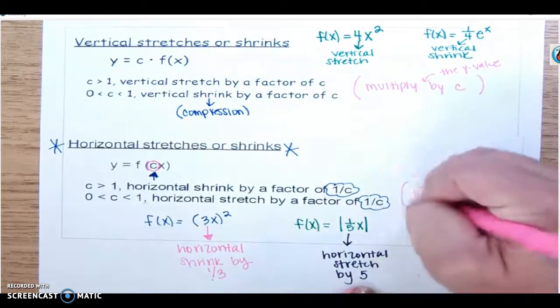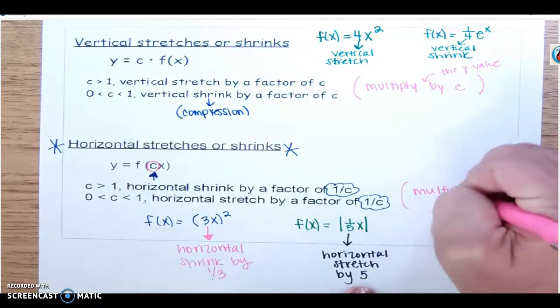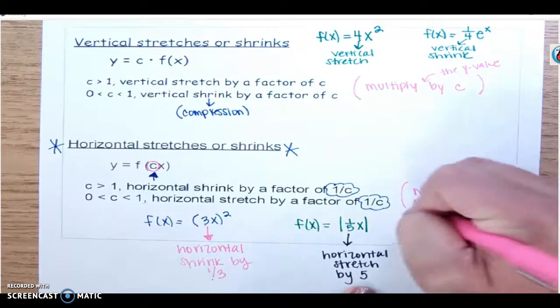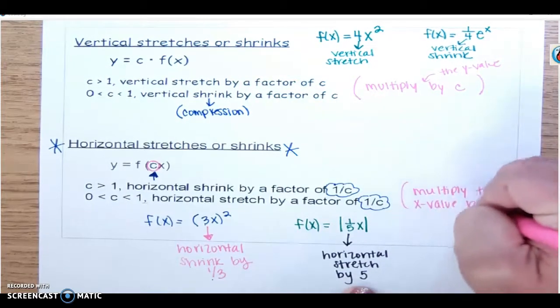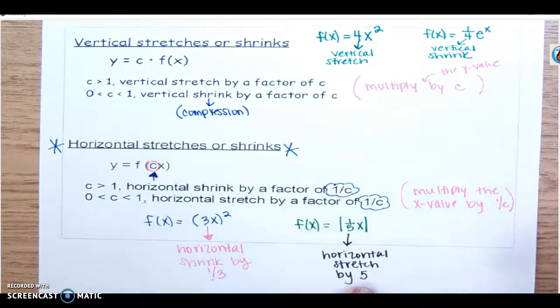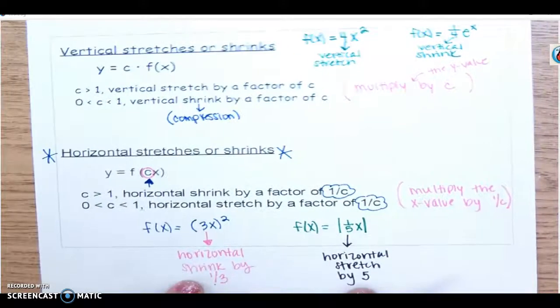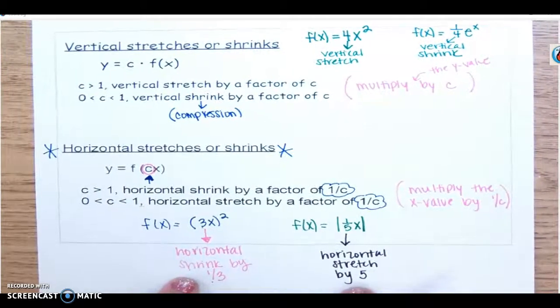Graphically here, we're going to multiply the x value by 1 over c. So whatever this 1/3 or 5 there is what you would be multiplying by.